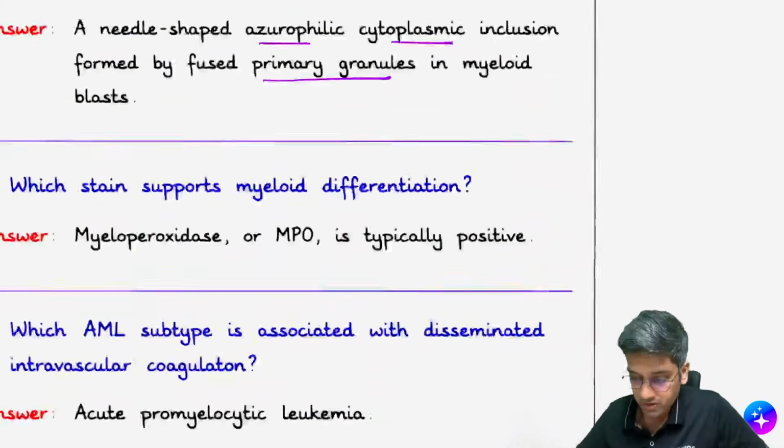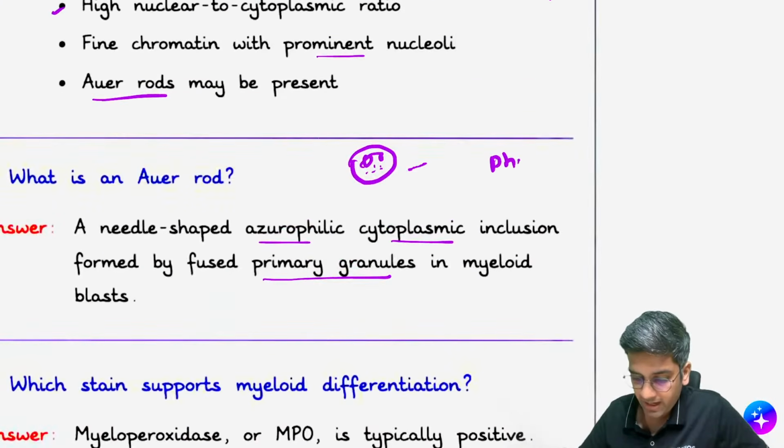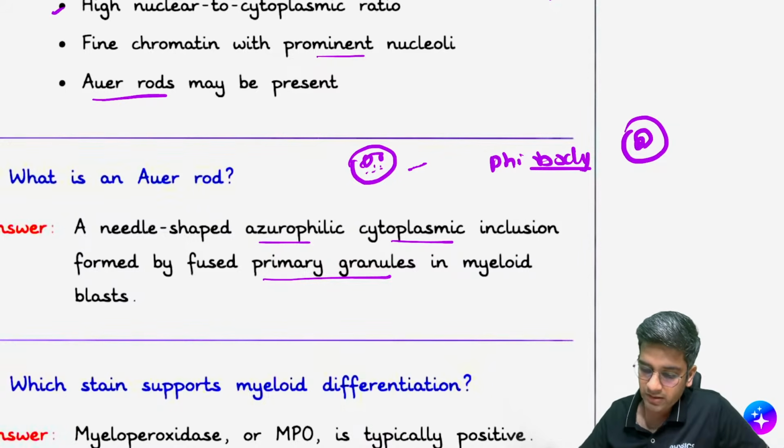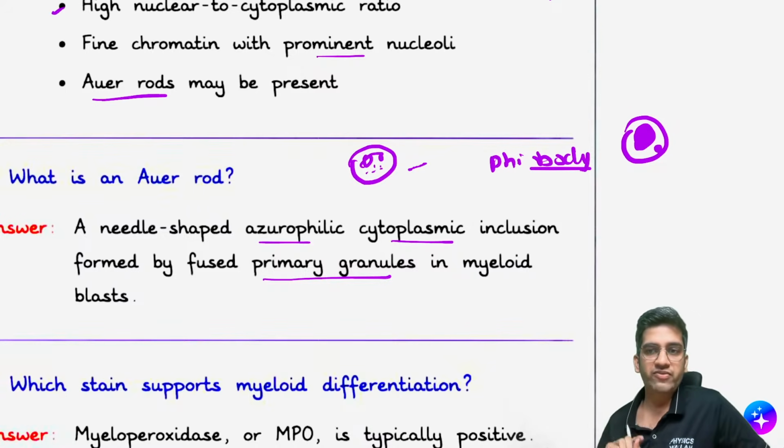Actually, there's one more structure called a Faggot body. Right? If you answer well, they may ask you this. A Faggot body is also a primary acidophilic granule, but a very prominent inclusion. Let's assume there's a big granule like this. That we call a Faggot body. Fine? Okay, great insight.